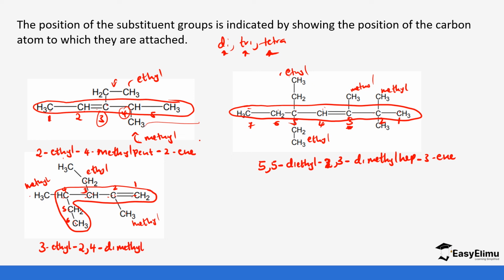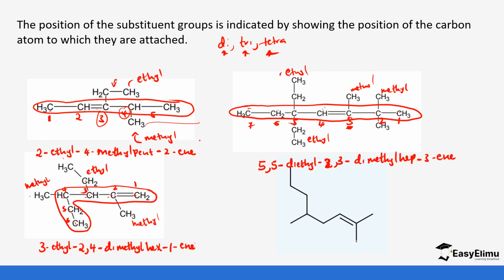And the parent name has 6 carbons. That tells you it's hexene. So you write hex and then show where the double bond is, and it starts from carbon number 1. So hex-1-ene. So our final example is this, and you can see this is a skeletal.